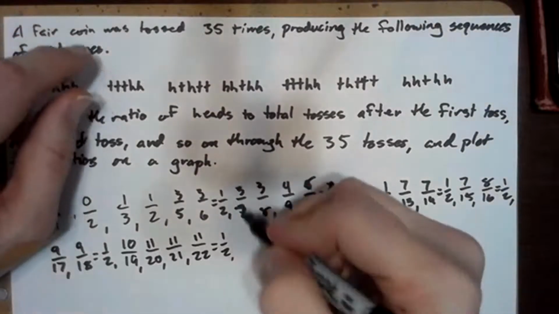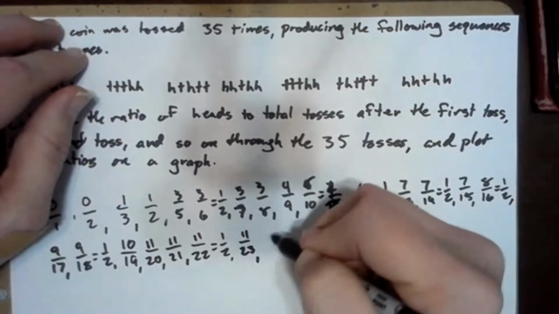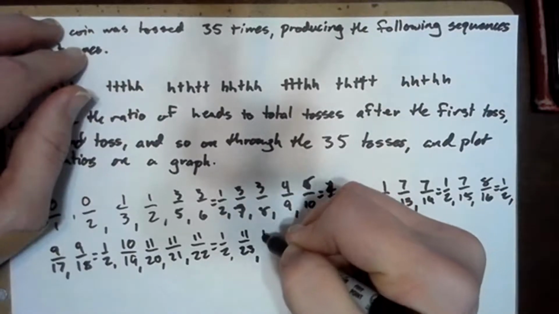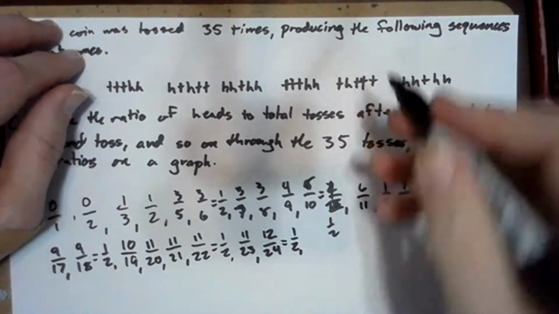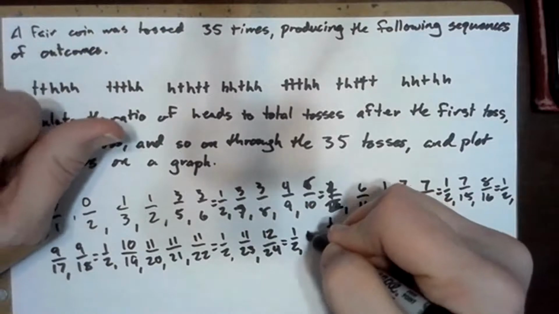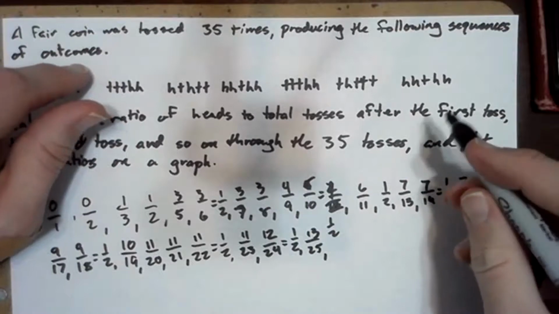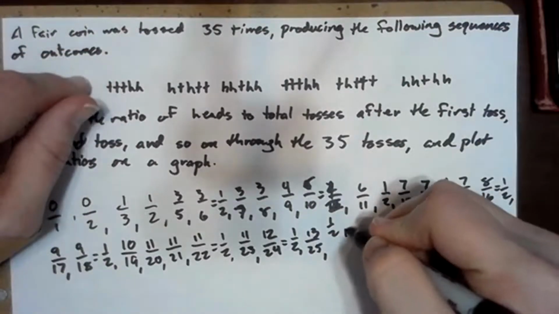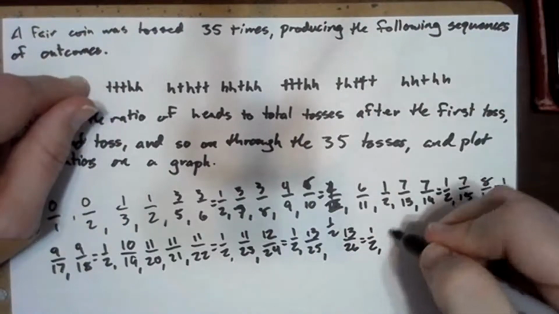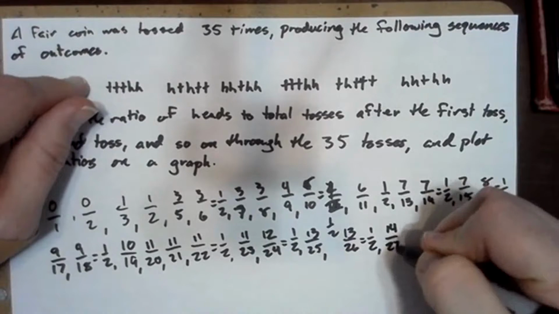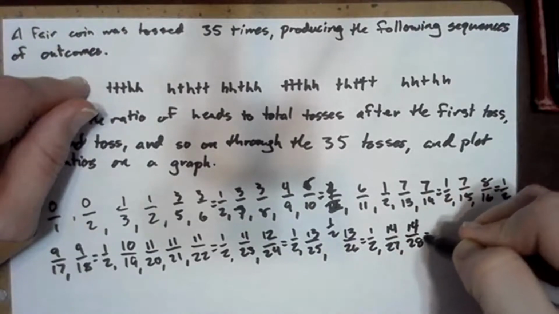Another tail, 11/23. Another head, 12/24 is 1/2. Another head, 13/25. Another tail, 13/26, which is 1/2. Another head, 14/27. Another tail, 14/28, 1/2.